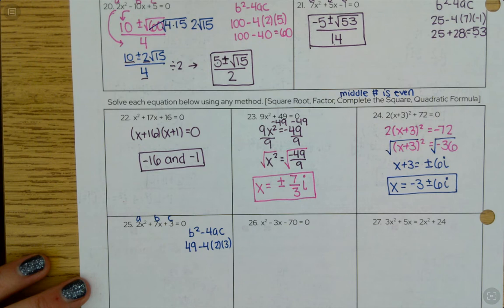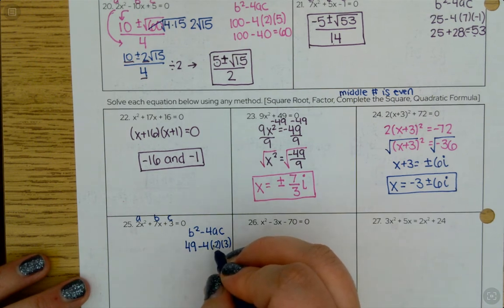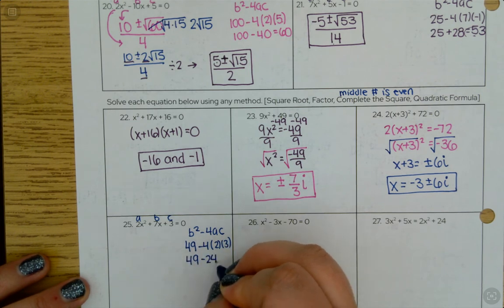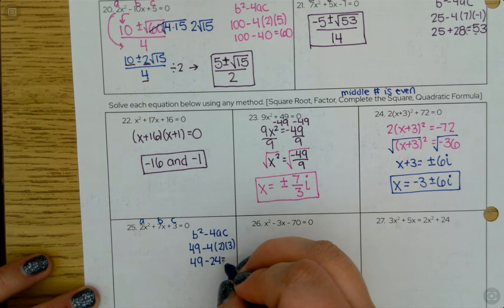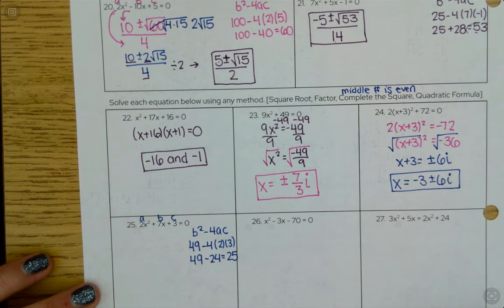A is 2, c is 3. Negative 4 times 2 is negative 8. Negative 8 times 3 is negative 24. And look at that, we get 25. That is what goes under our square root.